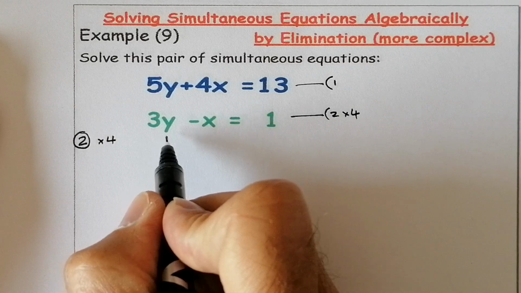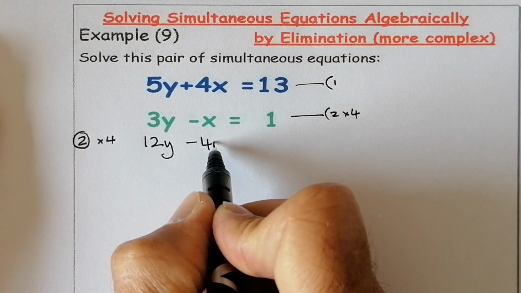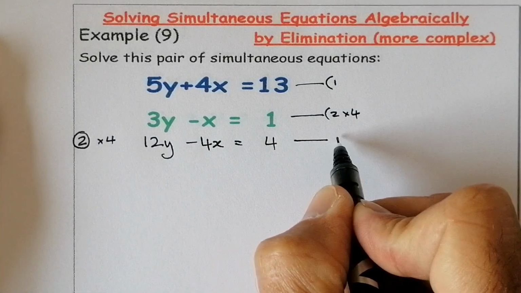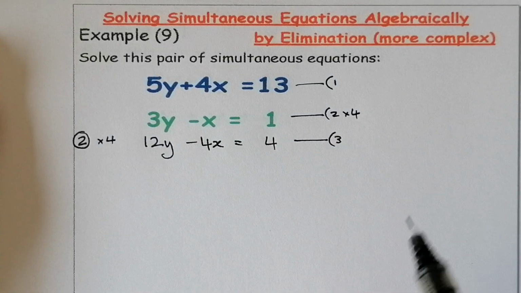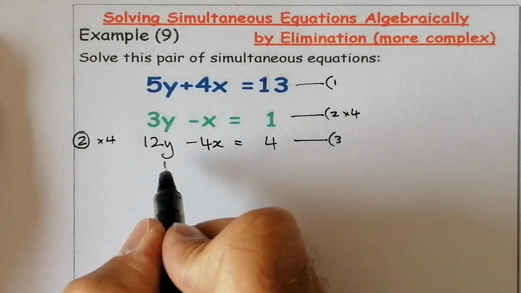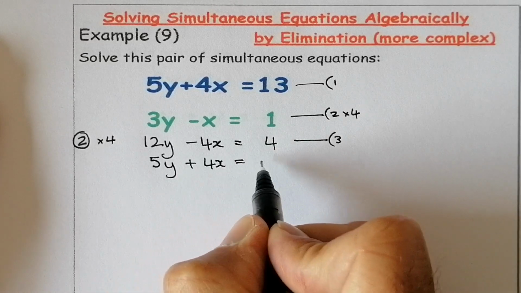So when I multiply this by 4, what I get is 12y, take away 4x, and that's equal to 4. I'm going to call this now my equation number 3 because I've changed it in some way. I'm going to use equation number 1. I'm going to bring that one down just for ease to have it beside it.